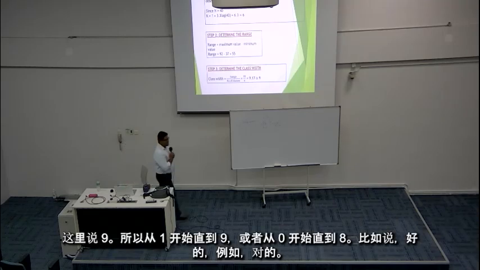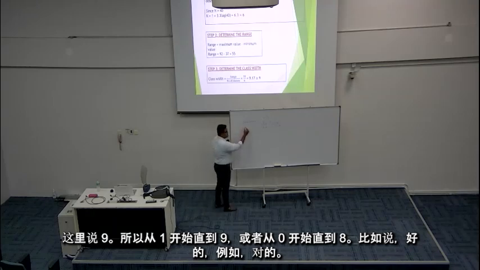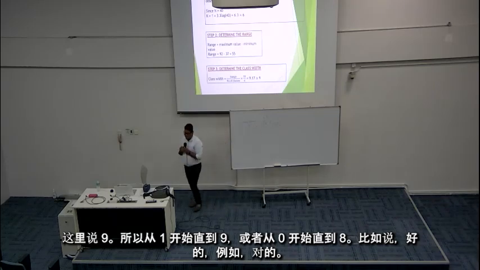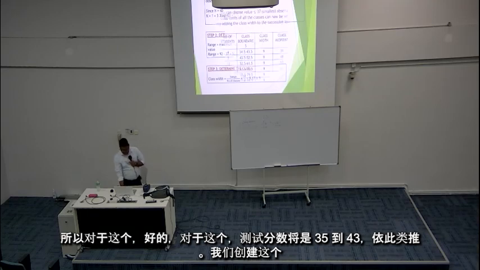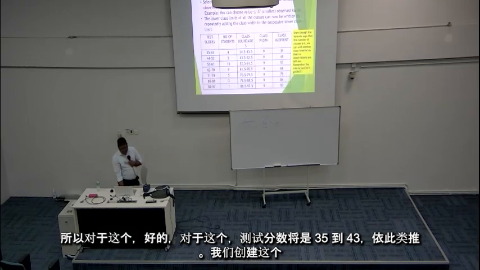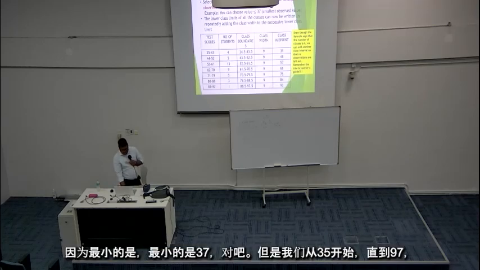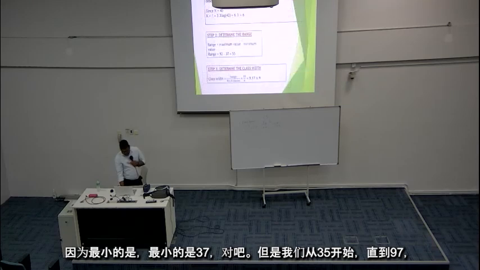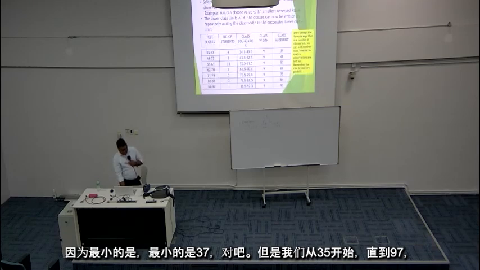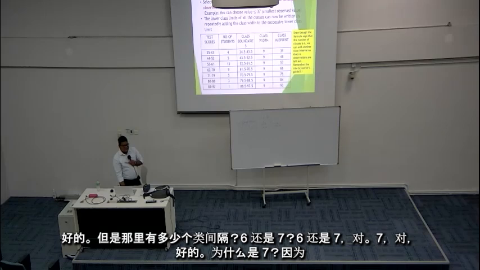Let's say here 9, so starting from 1 until 9, or 0 until 8. For example, for this one the test score will be 35 until 43, and so on. We create this because the smallest is 37, but we start with 35, until 97. But then how many class intervals are there? 6 or 7? 7, right? Why 7?